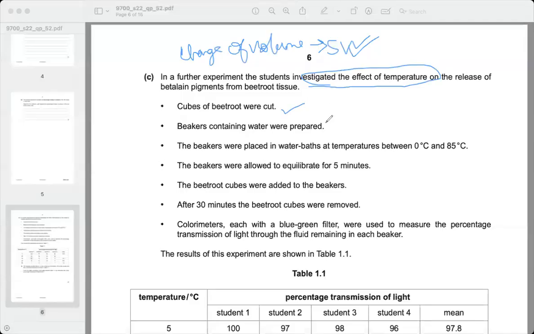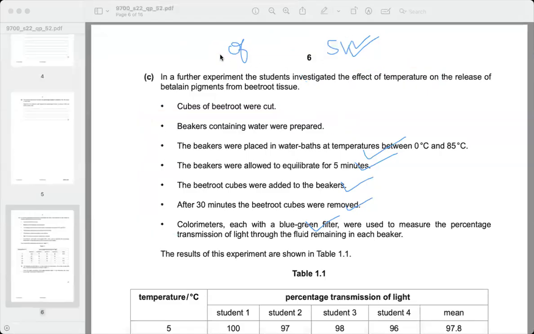Cubes were cut, beakers containing water were prepared, beakers were placed in a water bath, beakers were allowed to equilibrate for 5 minutes, beetroot cubes were added to beakers. After 30 minutes, beetroots were removed. Colorimeters, each with a blue-green filter, were used to measure the percentage transmission of light through the fluid remaining in each beaker. At this point of time, when you're reading these points, it might be that only 2 or 3 is something which you understand, because our main aim right now is to go to the question part.